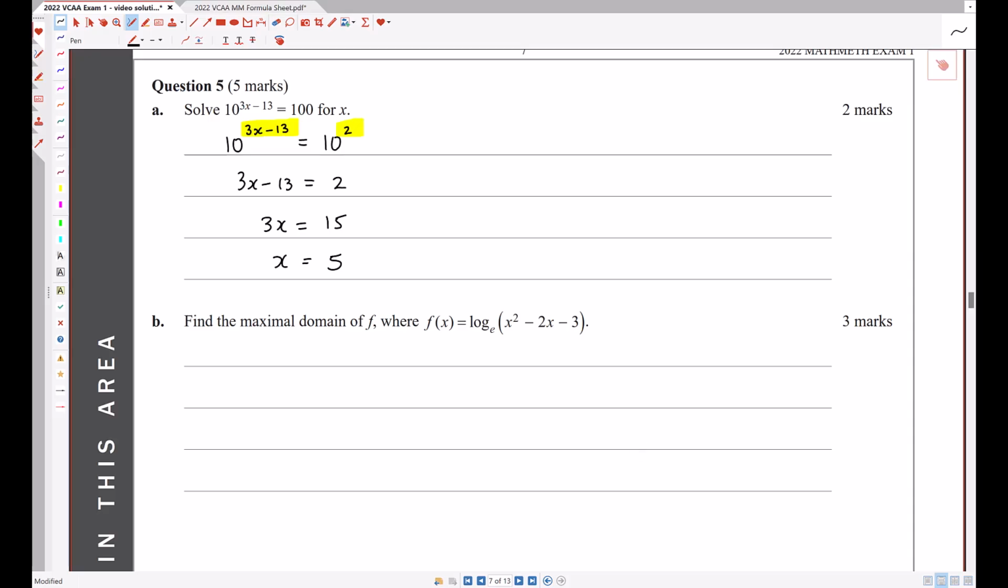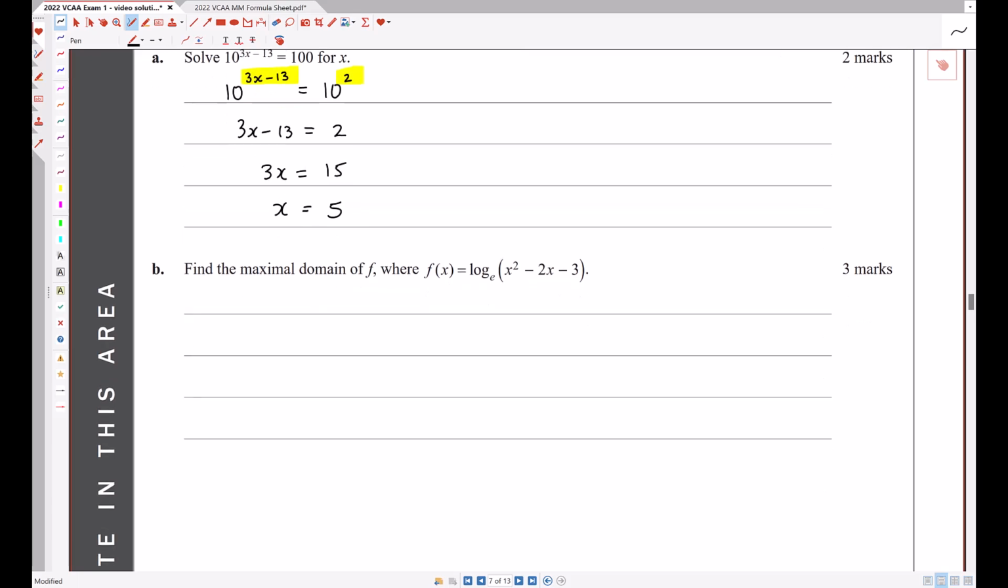Okay, part B, find the maximal domain of f where f of x is log e of x squared minus 2x minus 3. Okay, so this is a composite function. So we need the range of the inside function, that is the range of the parabola, to be a subset of the domain of the outside function. That is the domain of the log.